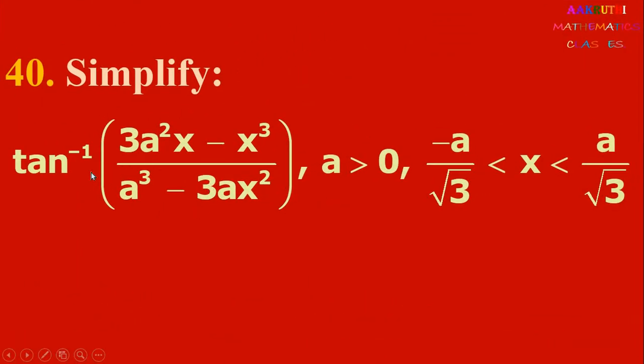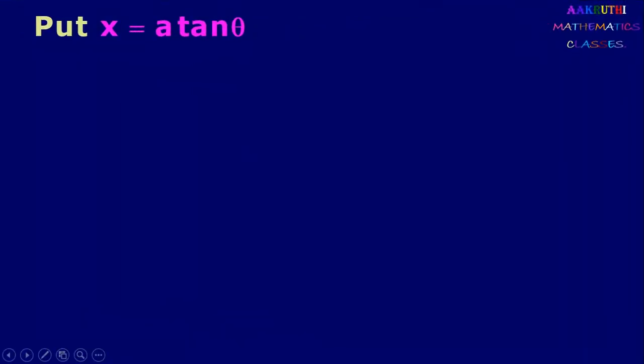The next one, simplify tan inverse of 3a square x minus x cube divided by a cube minus 3a x square, where a is greater than 0 and x is greater than minus a by root 3 and less than a by root 3. Now here also we substitute x equal to a into some trigonometric function. We have the formula 3 tan theta minus tan cube theta divided by 1 minus 3 tan square theta. So substitute x equal to tan theta. Since one more constant a is there, substitute x equal to a tan theta.